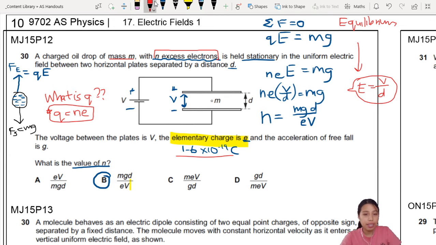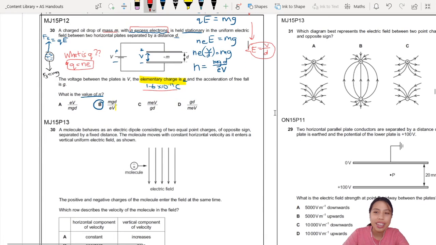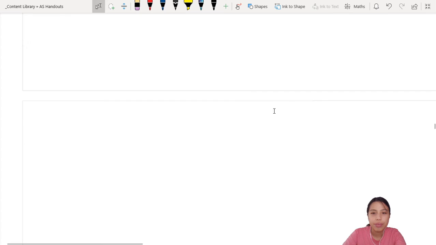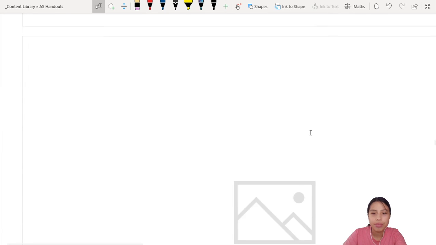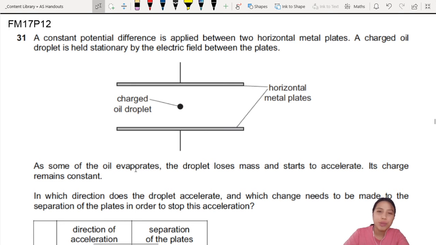On page 14, this one is more of a word equation. Let's see, scroll down to page 14. I think it's somewhere there. I skipped over here. Hey, internet very slow. Never mind. So this is on page 14, a past year question related to an oil drop suspended in space. Here we have a constant potential difference between two horizontal plates.